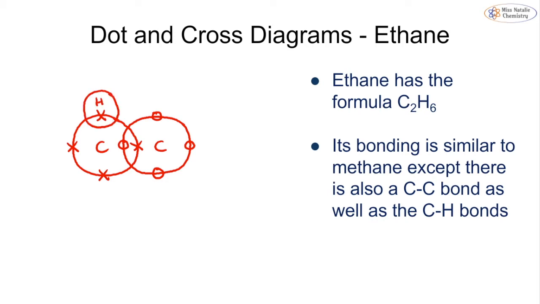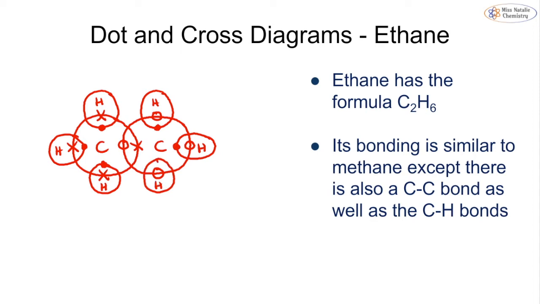So I have 1 at the top, 1 on the left, and 1 at the bottom of the first carbon. And then for the second carbon, I have the same thing. 1 at the top, 1 on the right, and 1 at the bottom. And now my formula is C2H6.